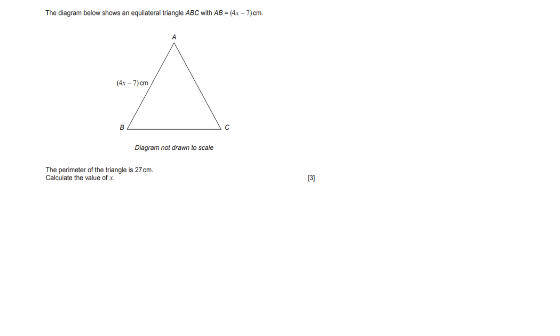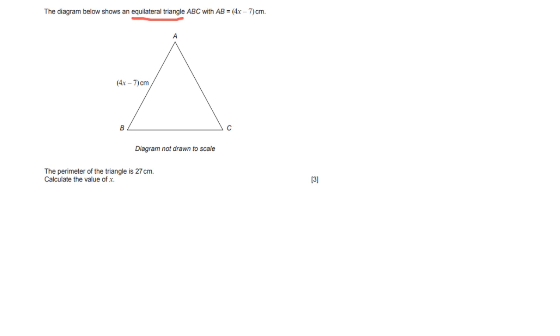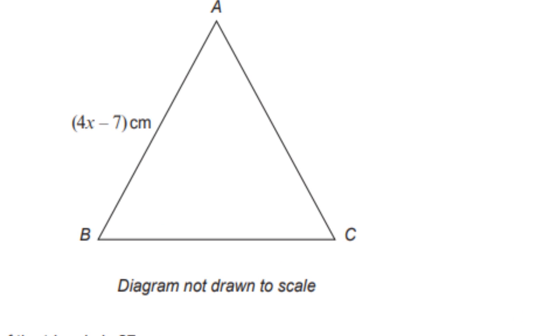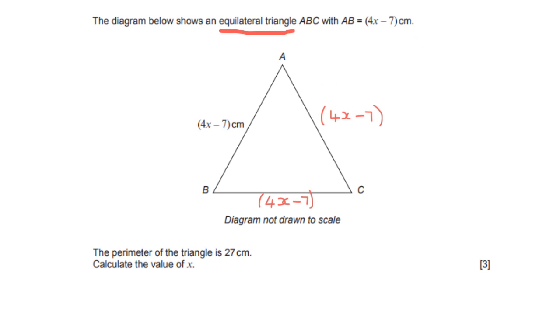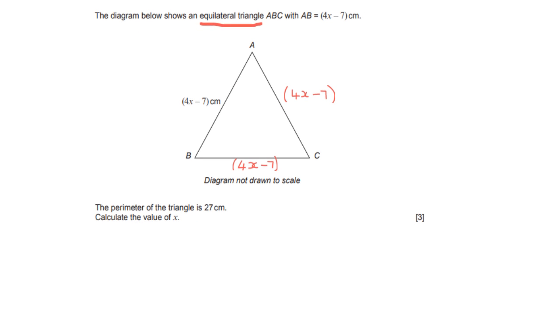Now here we're given an equilateral triangle. It's telling us that in the question. Now equilateral triangle means that all the sides are the same length. I'm told that one of the sides is 4x - 7. So that means this side is also 4x - 7. And it means that this side is also 4x - 7. So now I've labelled all the sides on my diagram, I can look at the rest of the information.